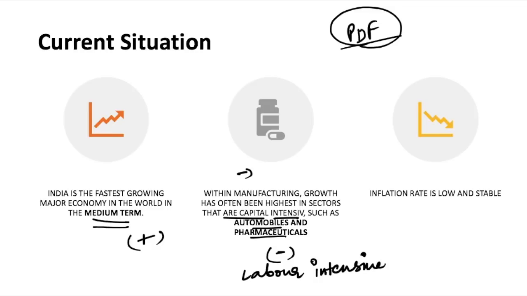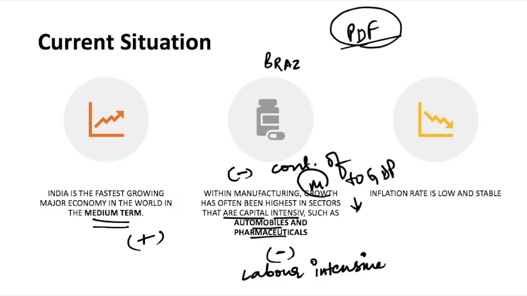Number two major negative point that has been mentioned in the current situation is that the contribution of manufacturing to GDP is very low compared with other countries which are in a similar economic growth or development range. So if another country, let's say Brazil or South Africa, is in a similar range of development, similar level of development, the contribution of manufacturing to GDP in those countries is much higher than what it is in India, which is a negative because it shows that the industries have not grown to the level that they should have.